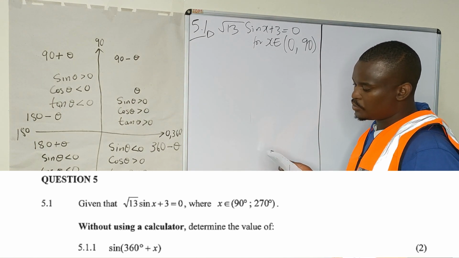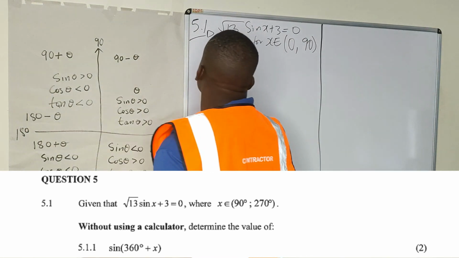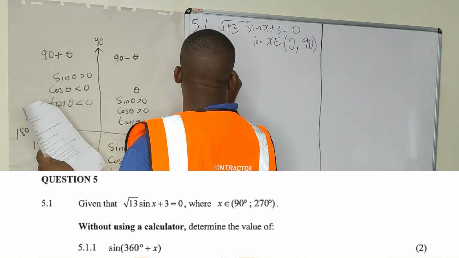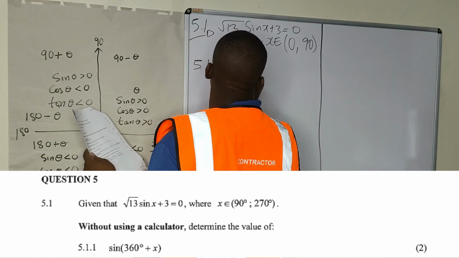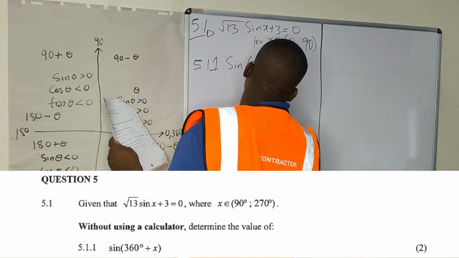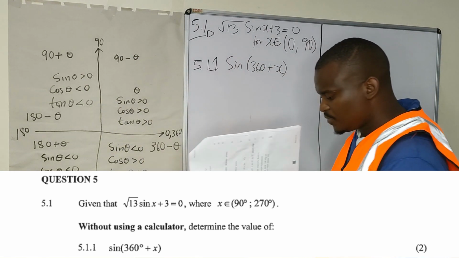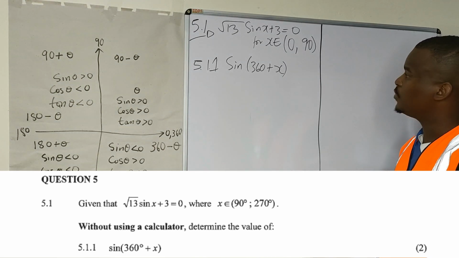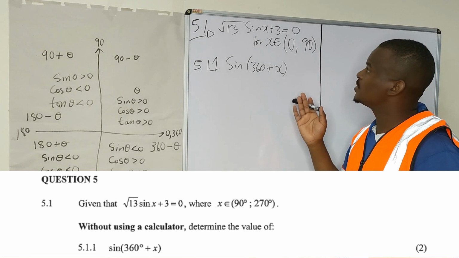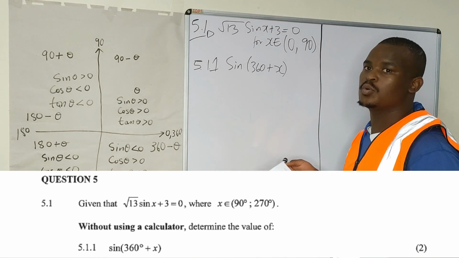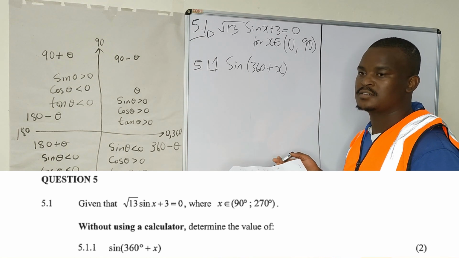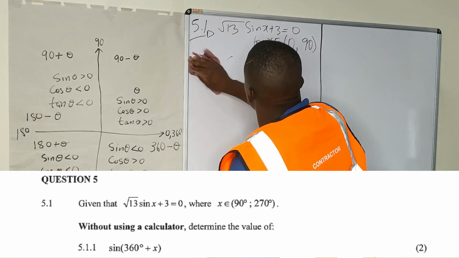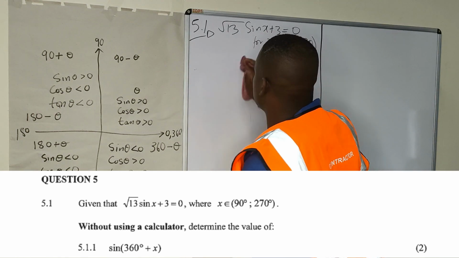So they want you, without using a calculator, to determine the value of the following. 5.1.1, which is sine of 360 plus x. They want you to do this. What I always advise when you are dealing with this kind of question is to try to draw a rough sketch of this. Let me clean this and do what I'm suggesting.